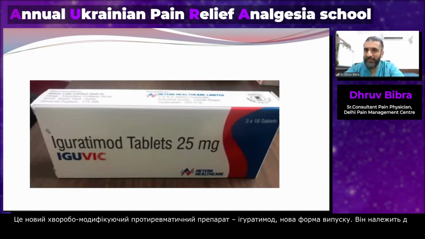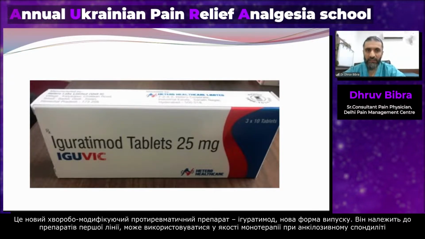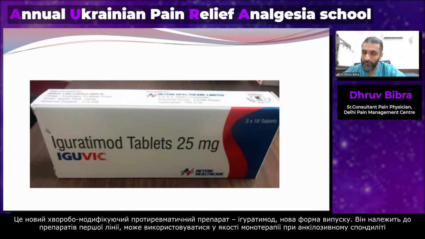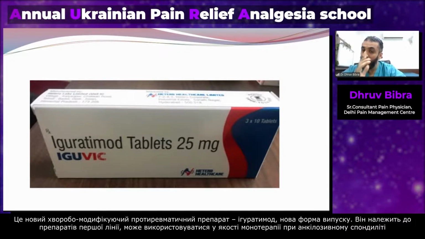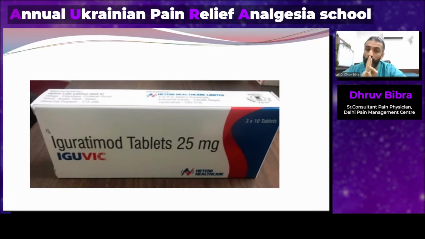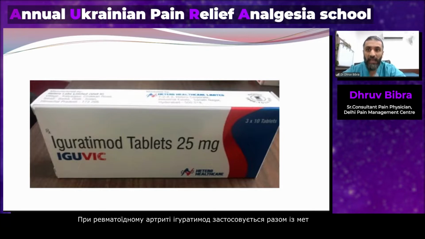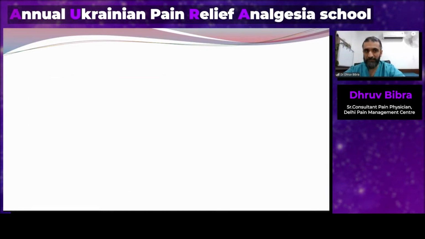Now, in this restrictive club of DMARDs, there was a recent addition of iguratimod. So now this is the first line drug which can be used as a monotherapy in ankylosing spondylitis, whereas in rheumatoid arthritis, it is used as a dual therapy along with methotrexate.